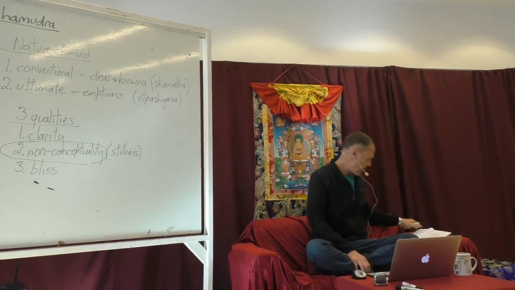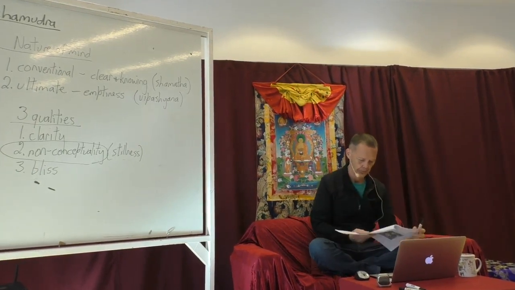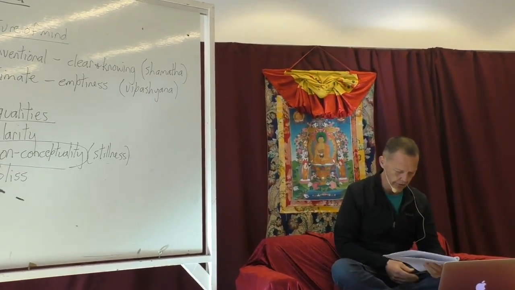Okay, so let's go back to the text now. At the bottom of page 11, conclusion. So remember, if we go right back at the beginning of the text, there was preliminaries, actual practice, conclusion. Preliminaries, of course, was the foundation practices. The actual practice here, of course, we're talking Sutra Mahamudra, was shamatha vipassana. So that's actual practice. Now we're coming to conclusion.